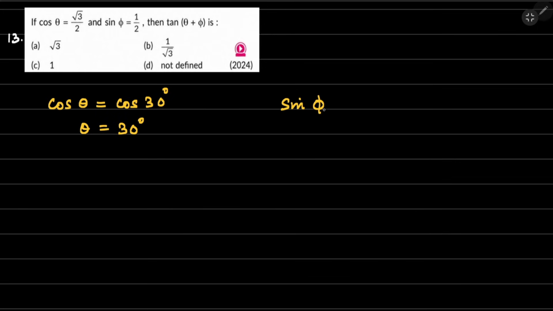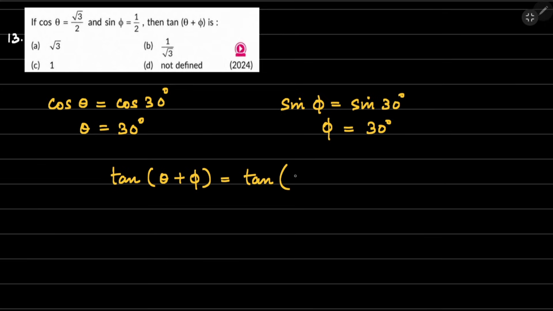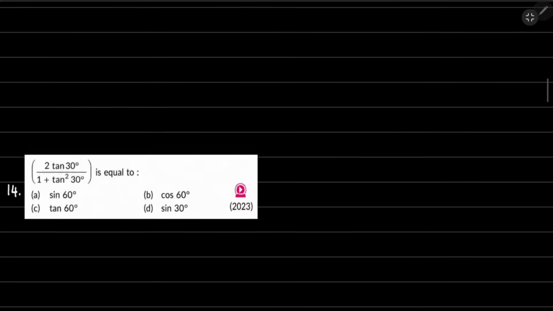Similarly, you have sin phi is equal to 1 by 2. Sin 30 is 1 by 2. So on comparing, you get phi is equal to 30 degree. What is now tan of theta plus phi? Substituting the angle values, this is nothing but 30 plus 30, which is 60. What is tan 60? It is root 3. So the value is root 3. Option number A is the correct answer. Moving on to the next question.